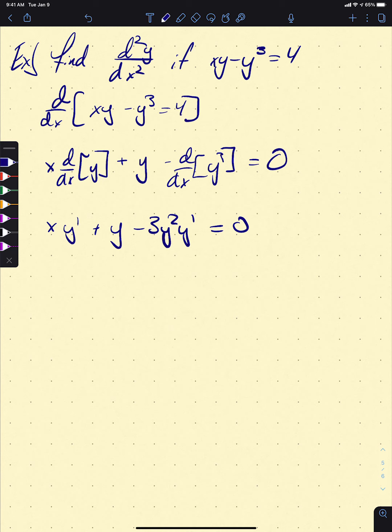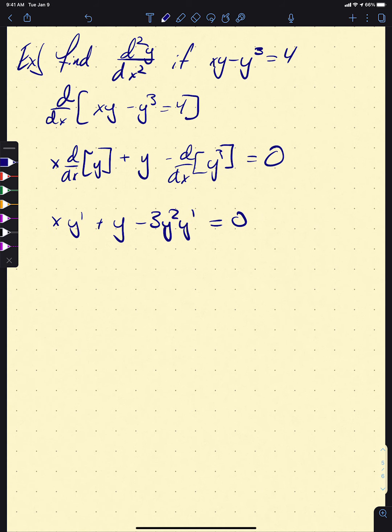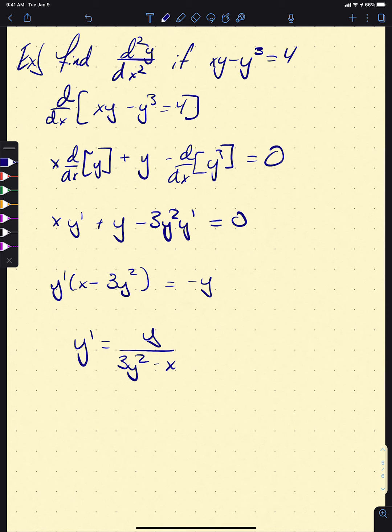So what this means is I can fairly quickly solve for y prime. When I factor out this y prime, we're going to get y prime times (x minus 3y squared) equals minus y, or y prime equals y over (3y squared minus x), where I took a negative out of this to flip the order and cancel with that negative, okay? Now in order to find our next derivative, now that we have an expression for y prime, it's super easy. We just take another derivative, right?